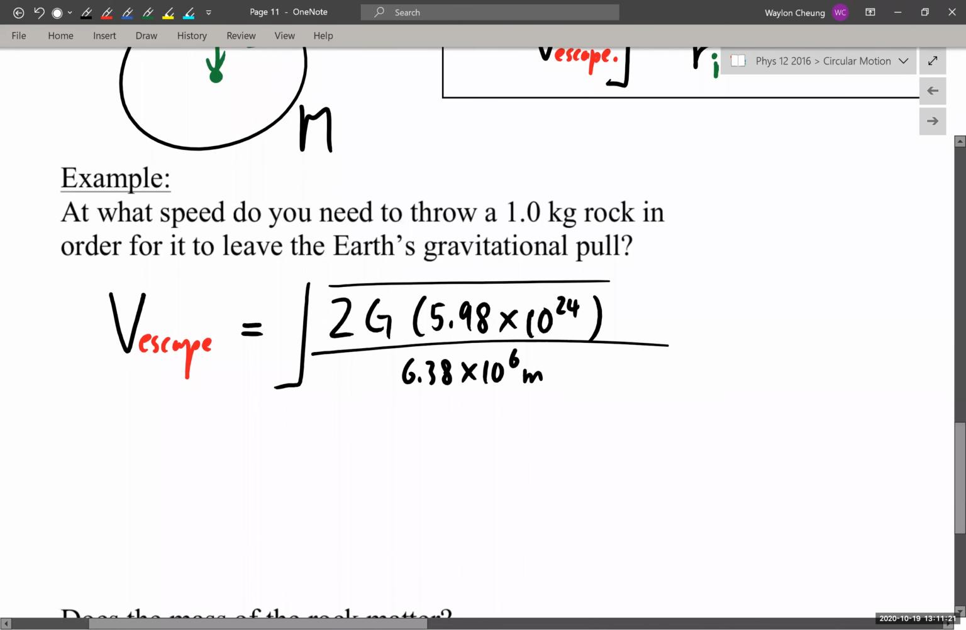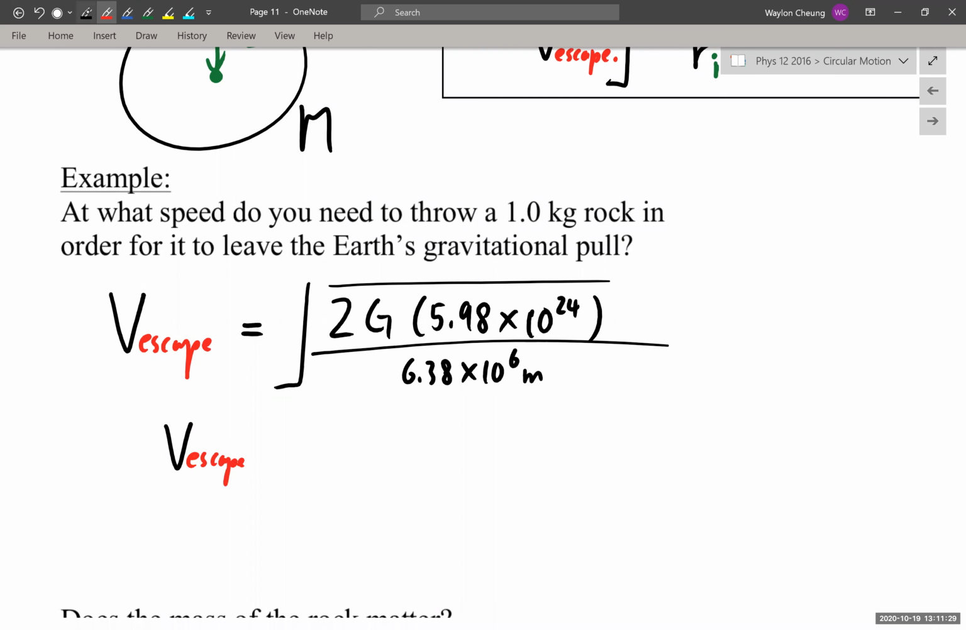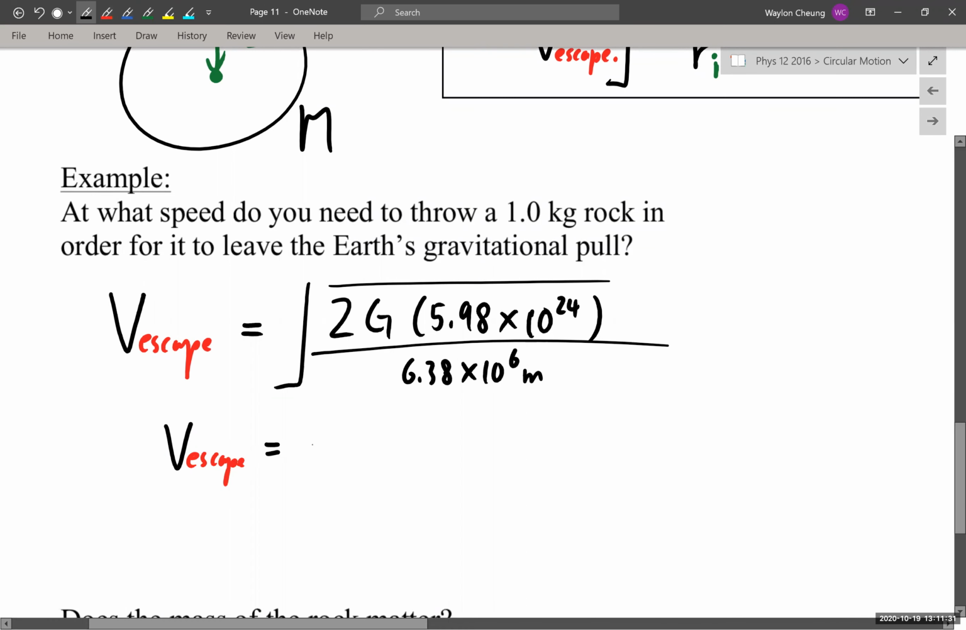Now, when you put all of these in the calculator, you're going to get a result that is surprisingly not big. You're going to get 1.1 times 10 to the 4 meter per second, so approximately 11,000 meter per second. So how fast is that?